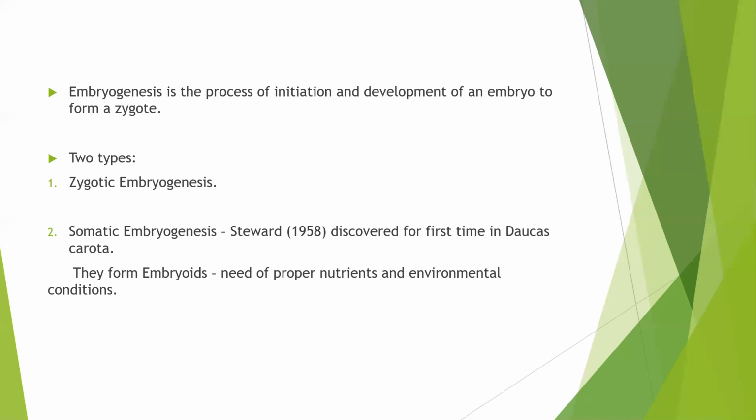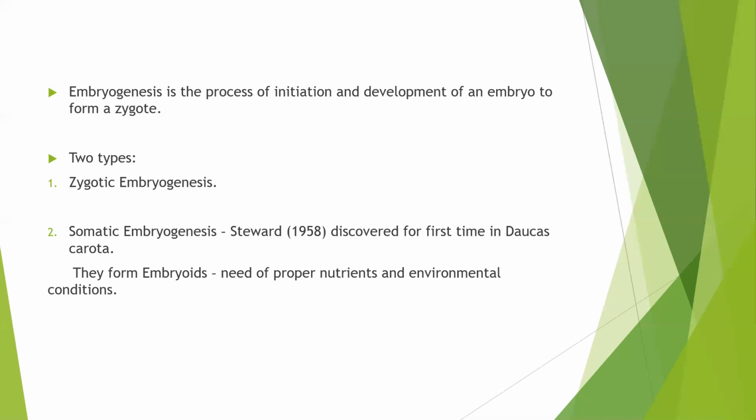Steward was the one who discovered this formation of embryogenesis in carrot. Steward, in 1958, discovered somatic embryogenesis in Daucus carota. When the explant forms small lumps on the callus during embryogenesis, these lumps are called embryoids. These are actually embryos, but in the case of plants, we call the embryo an embryoid.